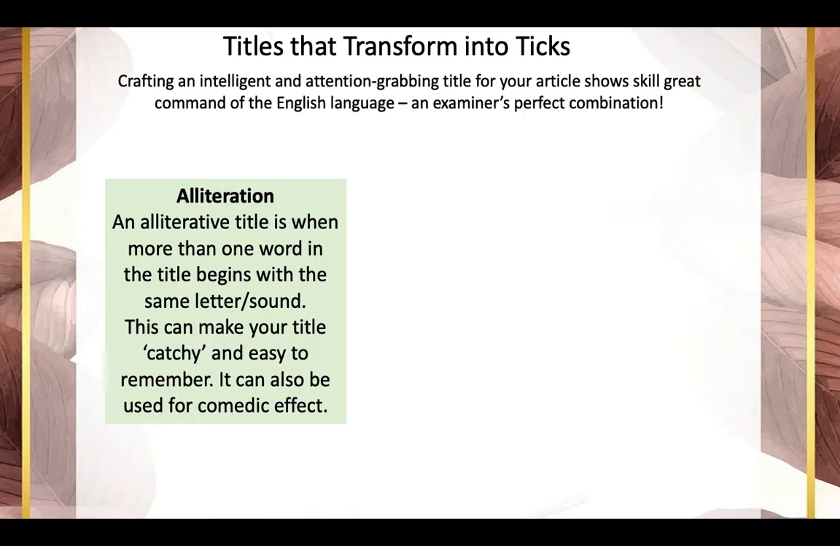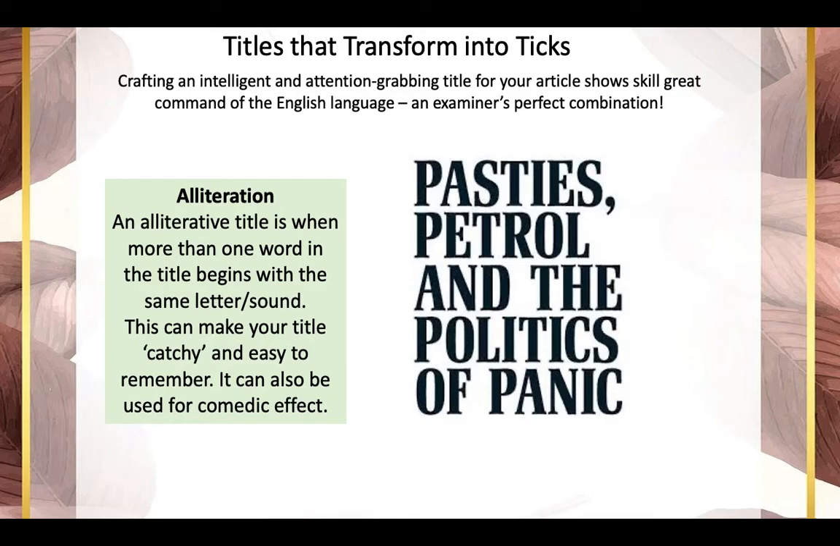Alliteration then. Hopefully we know what this is. This should be revision. So an alliterative title is when more than one word in the title begins with the same letter or sound. So words can be alliteration even if they don't begin with the same letter, but it's really important that they are the same sound, and we'll see an example of that in a moment. This can make your title catchy and easy to remember, and it often has a comedic effect. So let's have a look at some examples.